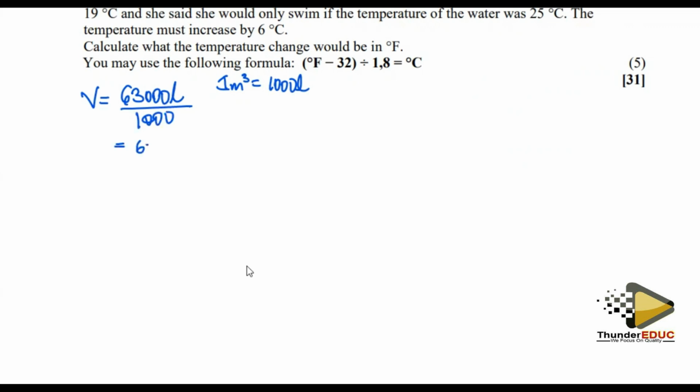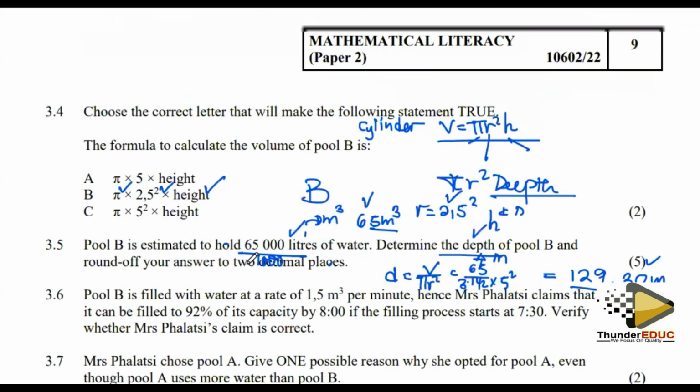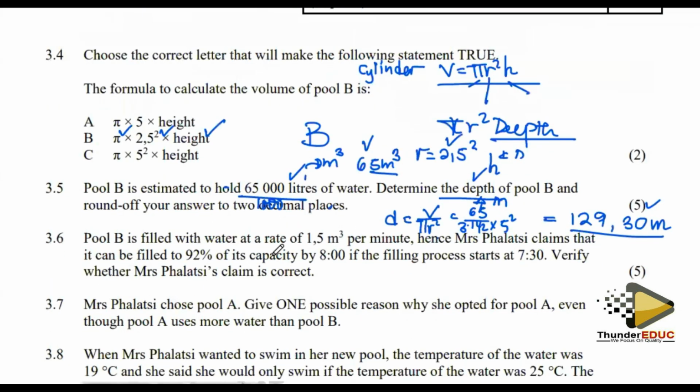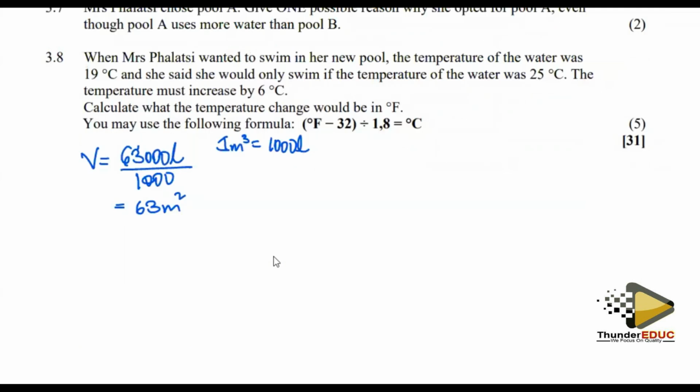In other words, this is what? Sorry, 65, not 63. Change this to 65. This is 65 meters what? Cubed. But remember the volume, how did they get it?